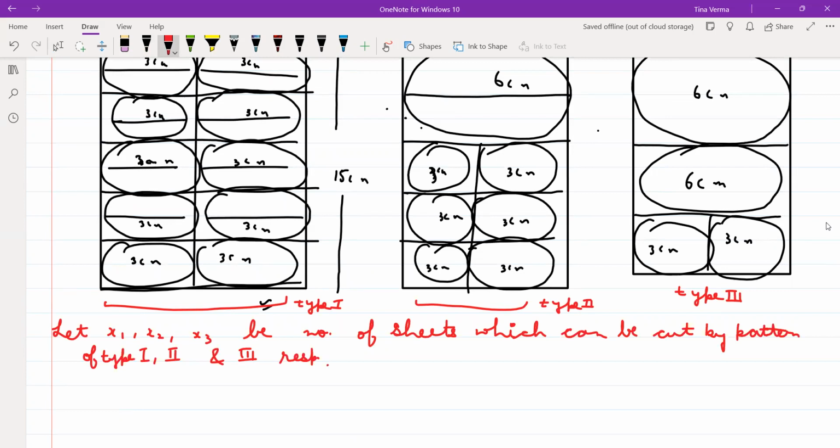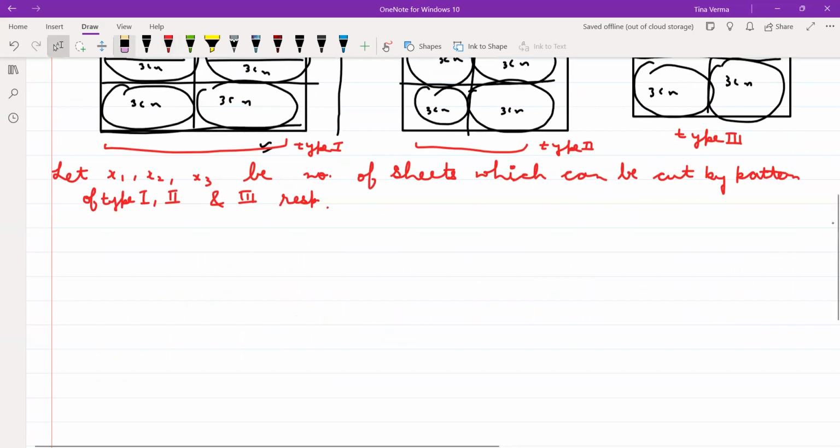So what we have done, हमने एक मेटेलिक शीट ली थी, हमने उसका पैटर्न डिस्कस कर लिया. अब मैंने क्या लिया कि x1 नंबर ऑफ शीट्स हैं that I am cutting in pattern 1, x2 ऐसी नंबर ऑफ शीट्स हैं जो कट मैं कर रही हूँ पैटर्न 2 से, x3 ऐसी शीट्स हैं जो मैं कट कर रही हूँ पैटर्न 3 से, right?